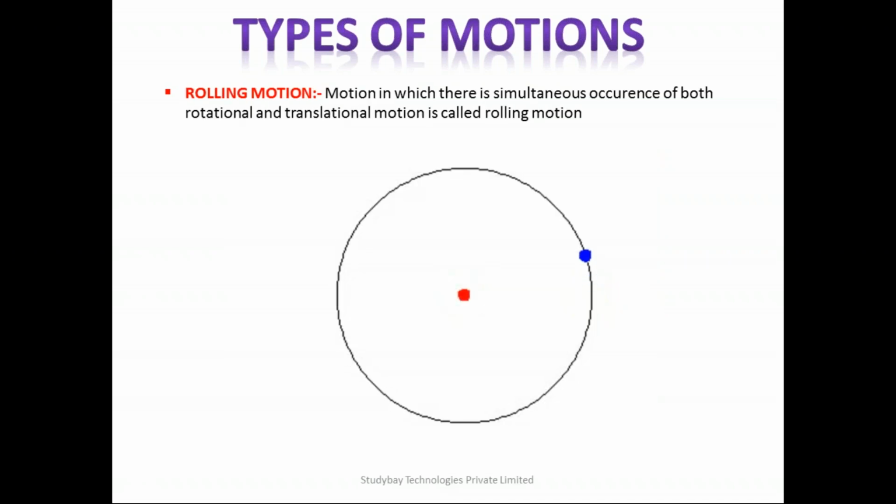Fine. Now we have rolling motion. That is a motion in which there is simultaneous occurrence of both rotational and translational motion.